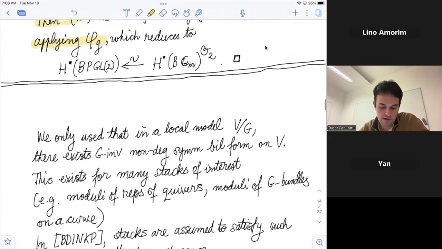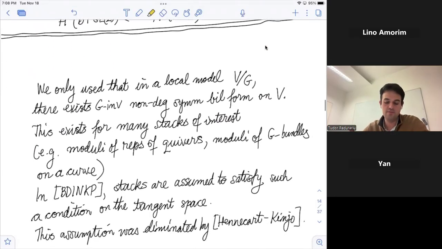So here are just some comments: it is a general method, and it works for spaces as long as for the local model we can do the same trick. That is, if there exists a G-invariant non-degenerate symmetric bilinear form on B, and this is indeed the case for many stacks of interest.